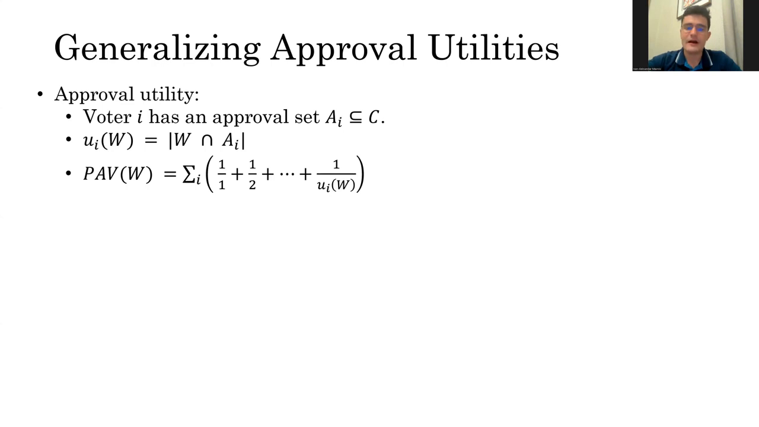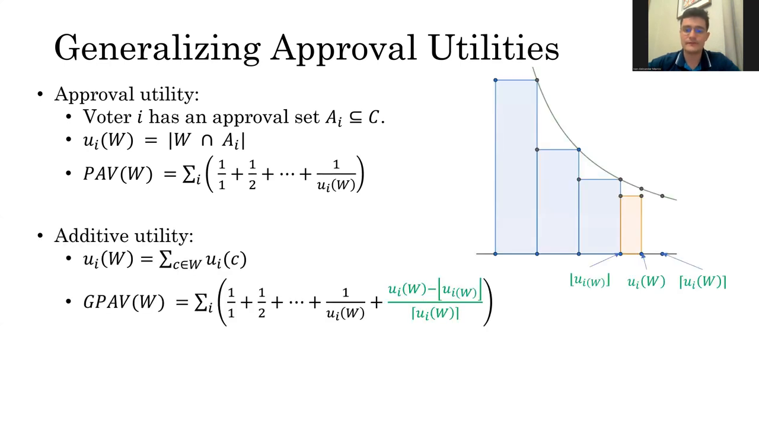That is, each voter's contribution to the total score is the sum of the reciprocal numbers 1, 1/2, 1/3, up to 1 over UI of W. Our first technical contribution is a simple extension of the PAV rule to the instance of continuous additive utilities. Namely, we modify the contribution of each voter to the PAV score. For a voter I, we set their PAV contribution to be the area below the harmonic step function up to UI of W. Thus, for fractional utilities, we also add the area that is proportionally covered of the next step, which corresponds to the ceiling of the utility UI for voter I.